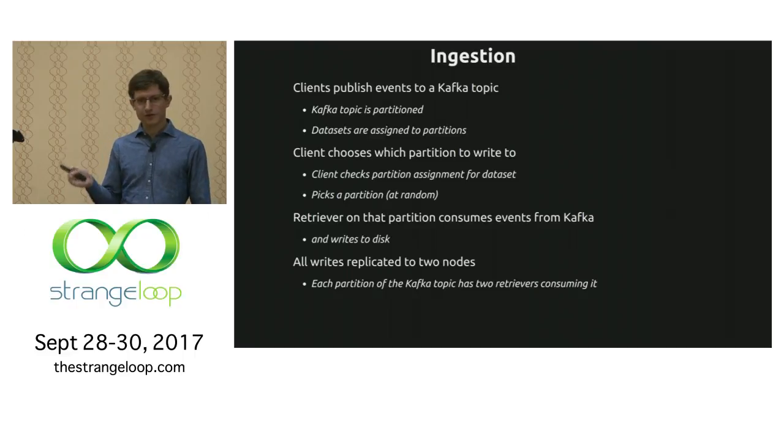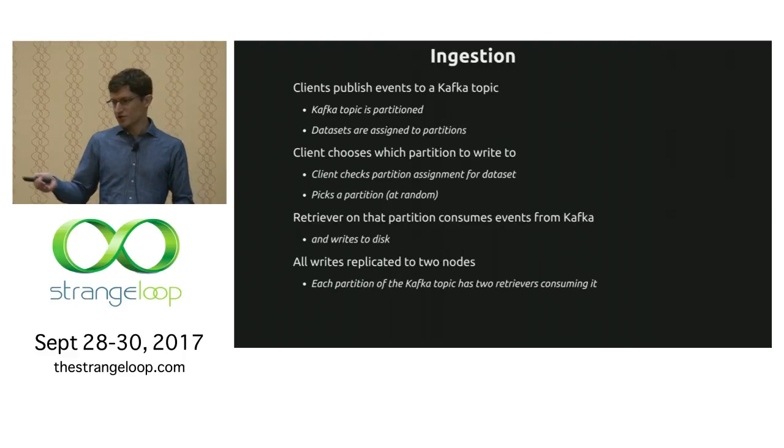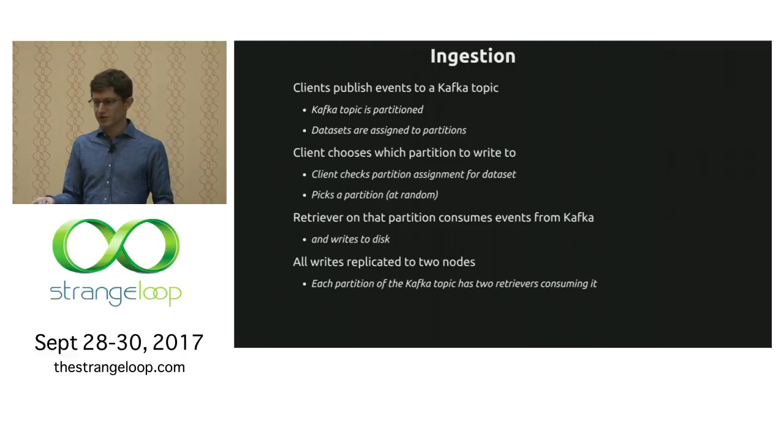And then we have retrievers consuming from Kafka on each partition and writing events to disk. And because Kafka lets us attach as many subscribers as we want, we just have 2 retrievers consuming each partition, and that gives us replication for free. Because Kafka is guaranteeing that the events are coming out in the same order that they came in, then we know we're going to have an exact copy of the data on 2 different nodes. And that's pretty useful.